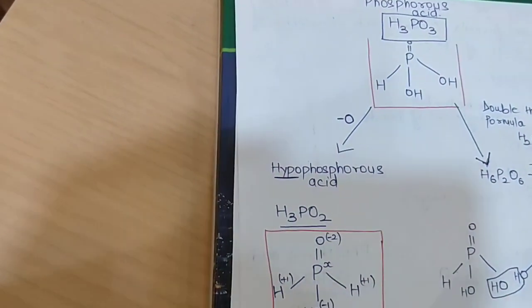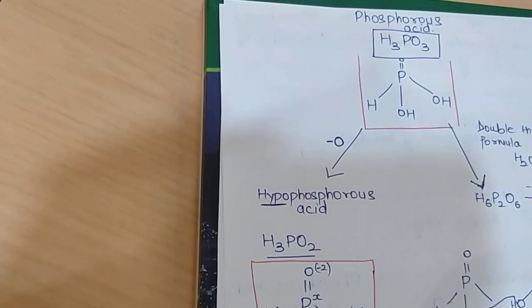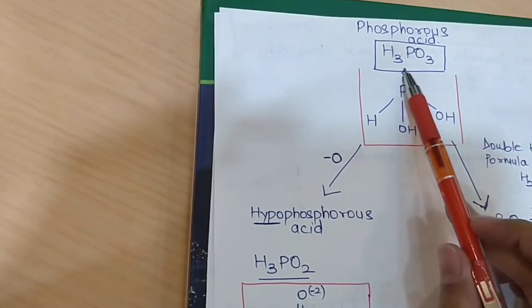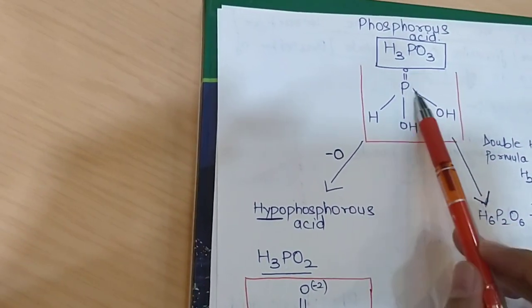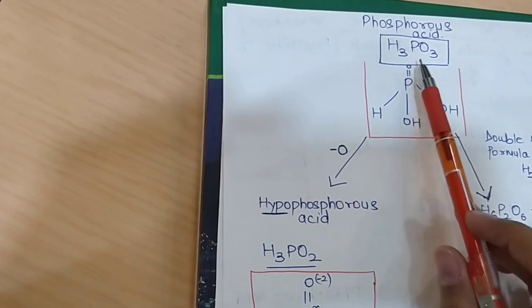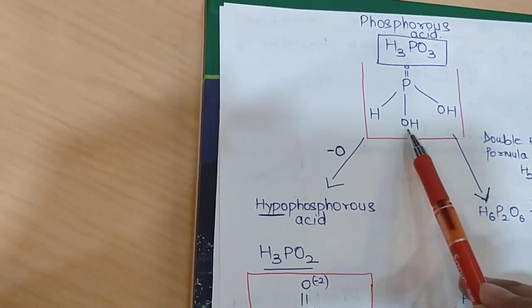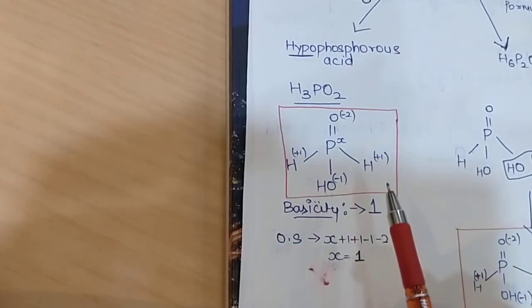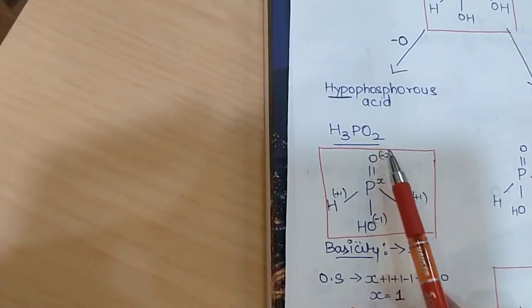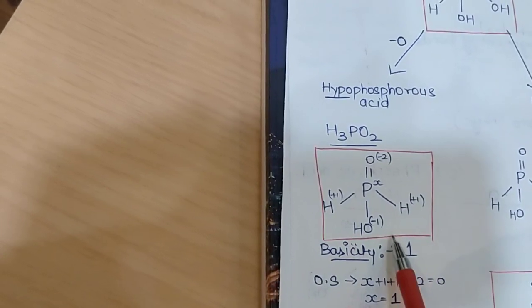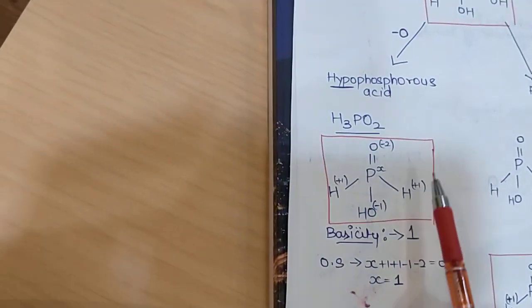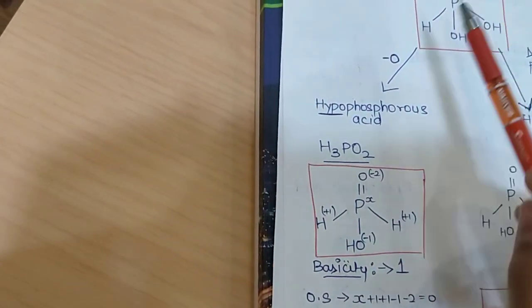So it will become hypophosphorus acid. The oxygen will be removed from here, as this linkage must be present for it to be an oxyacid. So one oxygen will be removed either from here or from here. So this becomes the formula for H3PO2. This is the structure for H3PO2, which is hypophosphorus acid, which has been formed by the removal of one oxygen from phosphorus.